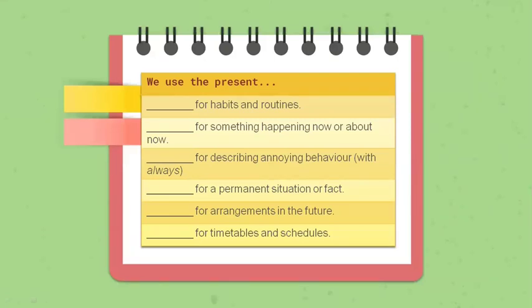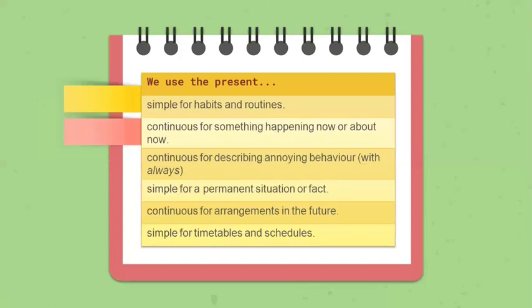Now, try to read and think about this chart and try to fill in the gaps according to the exercise that we just went through. Do we use present simple or continuous? So do we use present simple or continuous for habits and routines, for something happening now or about now, for describing annoying behavior with always, for a permanent situation or fact, for arrangements in the future, or for timetables and schedules, or schedules if you want to pronounce it differently. Both are fine.